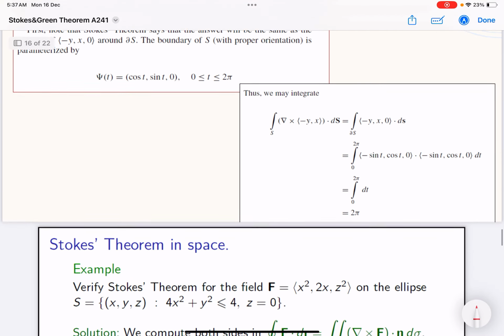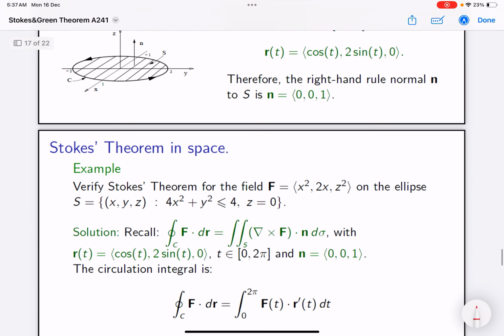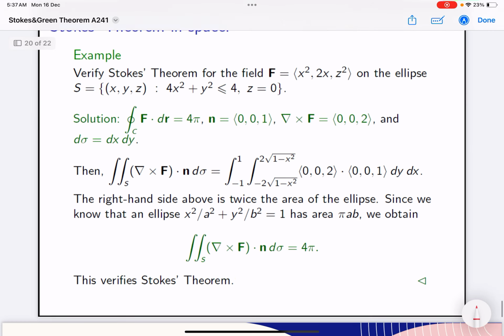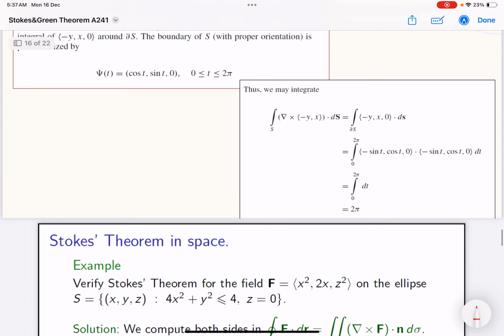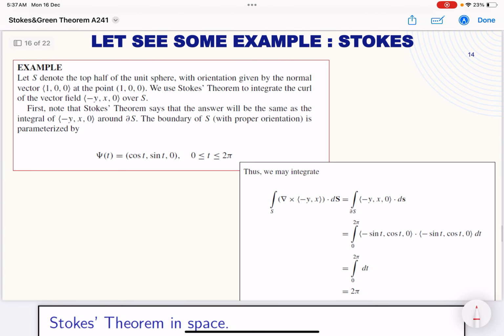Okay, let's do some examples, which I think are quite straightforward. This is the simplest one, the first one here. Let's say we have S, the surface, denoted as the top half of the unit sphere. So you have the sphere, with the ground below.